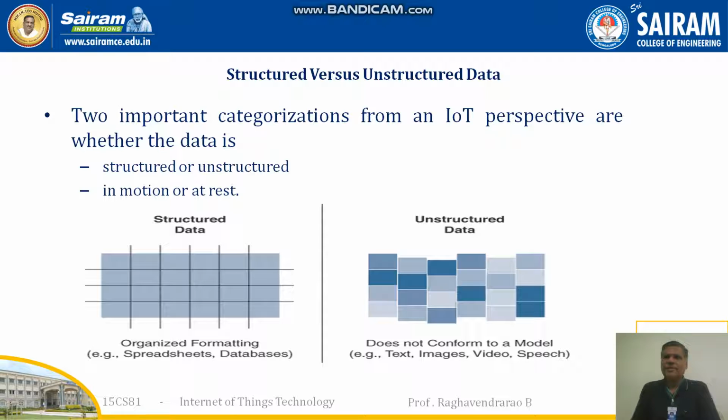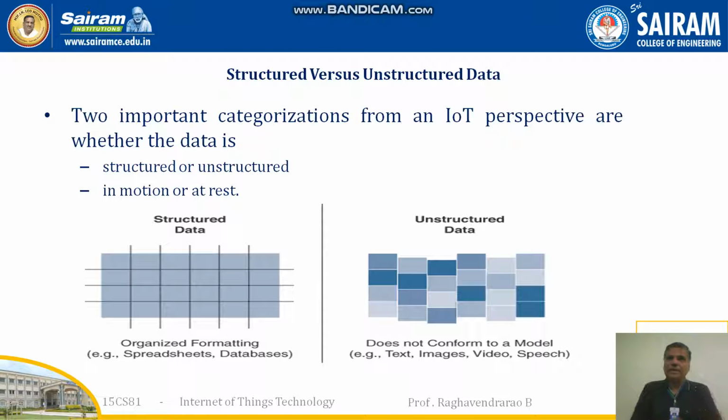Another set of data we can call data at motion and data at rest. Data at motion is, for example, a car moving over there. It is a moving car, so it is in motion. It captures the information seen ahead on the road. Those motion pictures are captured and stored. So it is nothing but unstructured data.